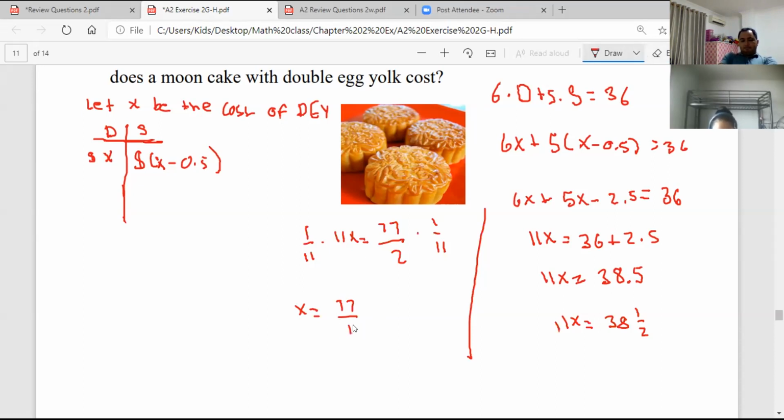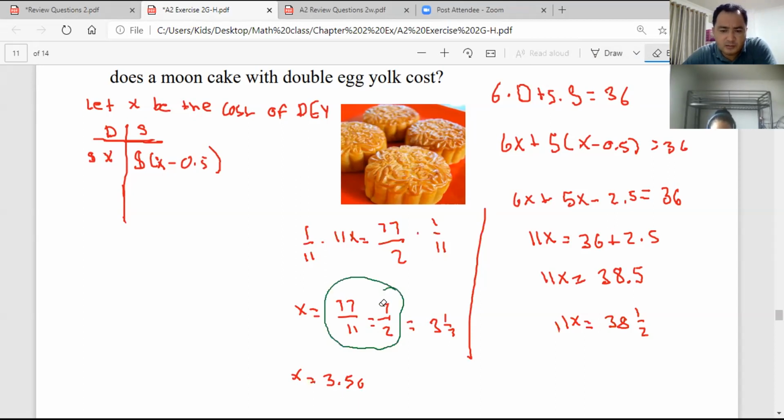Over 11. That is 7. Like that. 2 which equals 3.5. What does it mean? I don't understand. Can you explain? What is it? I think it did 27 over 11. But then that equals... That's so confusing.